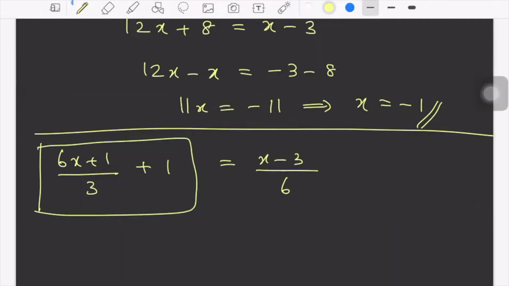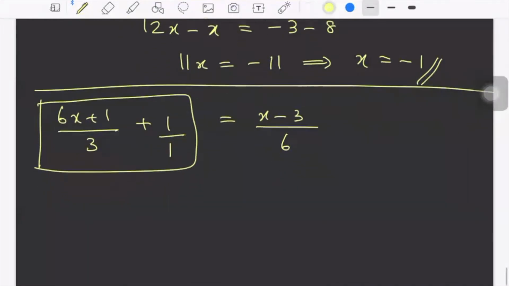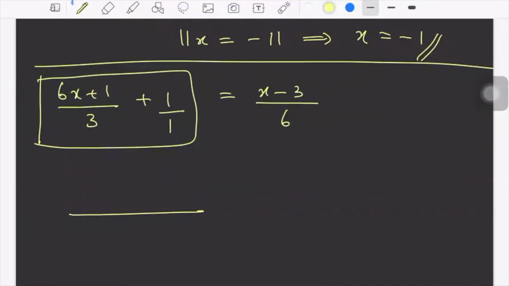In the LHS, I'm going to set things right. I'm going to make a common denominator here. So obviously we have 1 and 3. I'm going to make the common denominator as 3. How? You just multiply this with 3 and 3. Your common denominator is 3 now. So this expression is going to be 6x plus 1 plus 3.